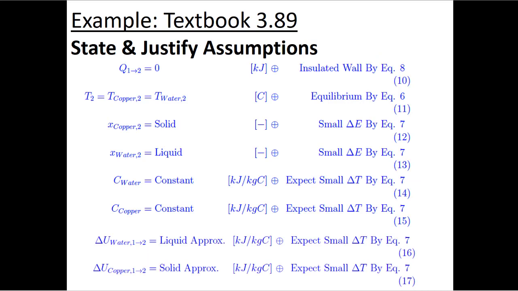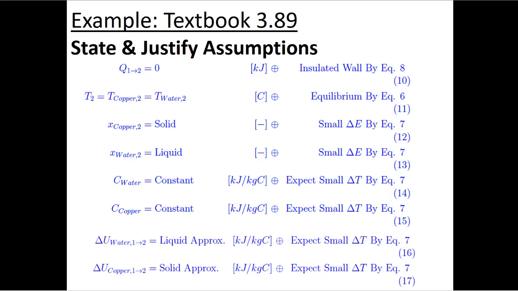We're going to state and justify some assumptions. Here, I'm going to assume, because as we move from state 1 to state 2 everything is insulated, that there's no heat coming in or out of my system. I'm also going to assume that the temperature of the copper and the water at state 2 is going to be equal. So there's really only one T2.